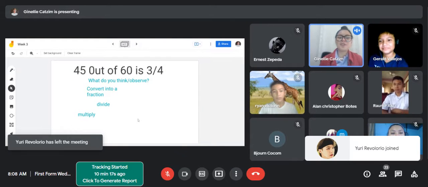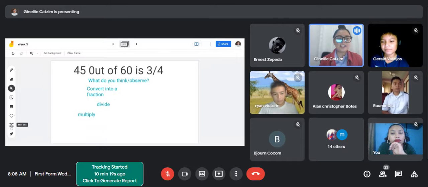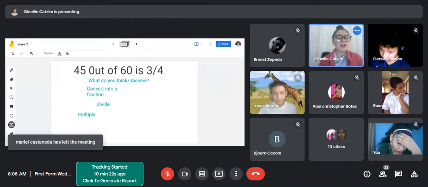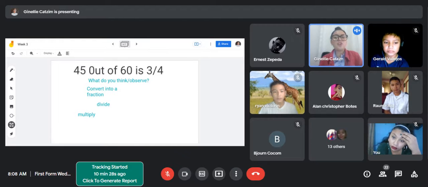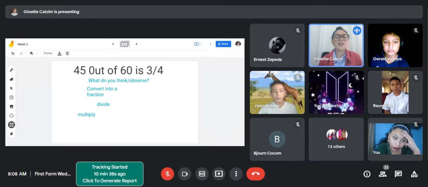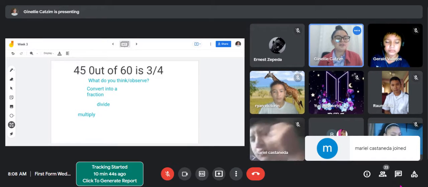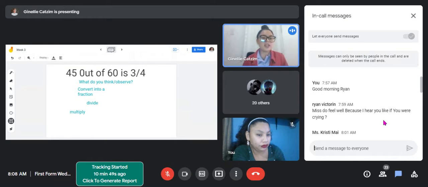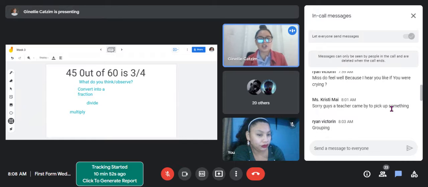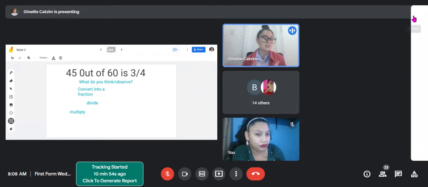Remember, we are not doing what we did the past class because I do not want the amount. I am telling you that 45 out of 60 is 3/4. These two numbers represented as a fraction is 3/4. So what can you observe from this? What is happening here? We are not finding a fraction of an amount. We are trying to express two numbers, in this case 45 and 60, as a fraction. And I have given you that the fraction is 3/4.